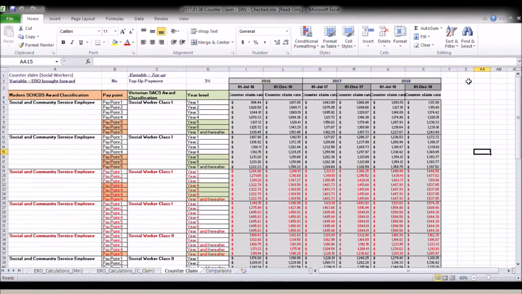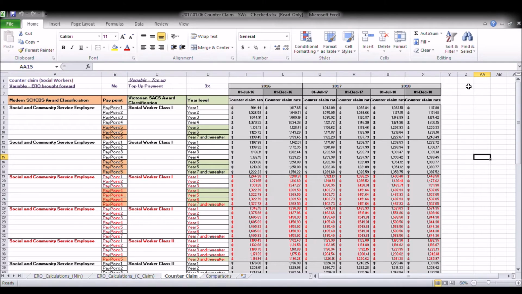Firstly, we will take you through the format of the ASU counterclaim spreadsheet and the relevant tabs for costing purposes. The spreadsheet will open up on the counterclaim tab that has the actual rates the ASU is seeking. Note that where the agreement rates are higher than the rates in this spreadsheet, the SACS agreement rates will need to be maintained by community health centres.